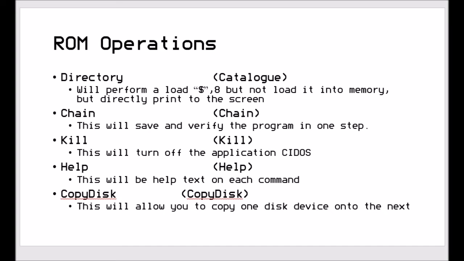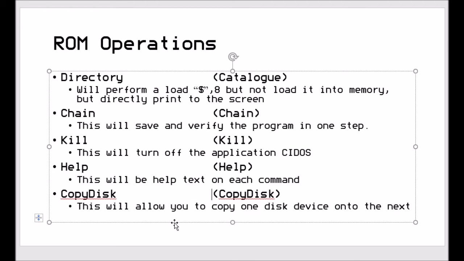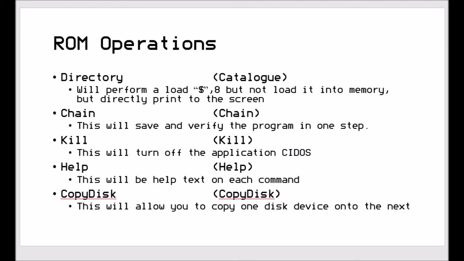We're going to have some ROM operations, and these operations are not disk operations. They're not SD to IEC operations, but just operations that I want to encode in there. So directory, which will load the directory but not actually load it, just puts it on the screen for you, and that will be done using the catalog command.